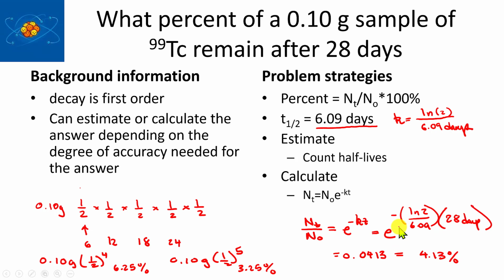Now, if you wanted to know the grams, all you need to do is take 4.13% of 0.1 grams, and that tells you how many grams of material you have remaining.